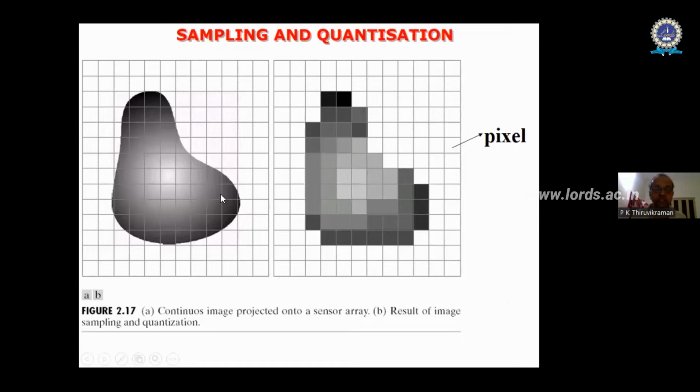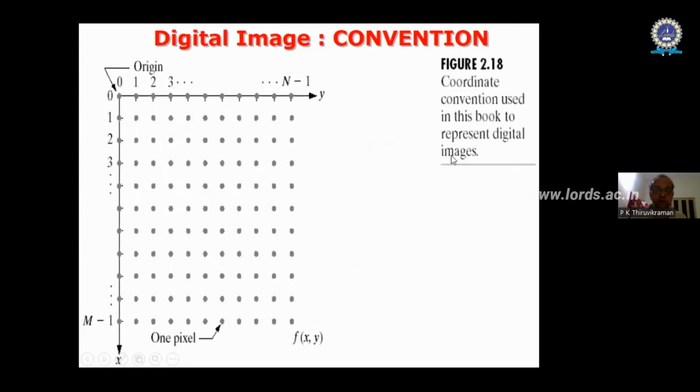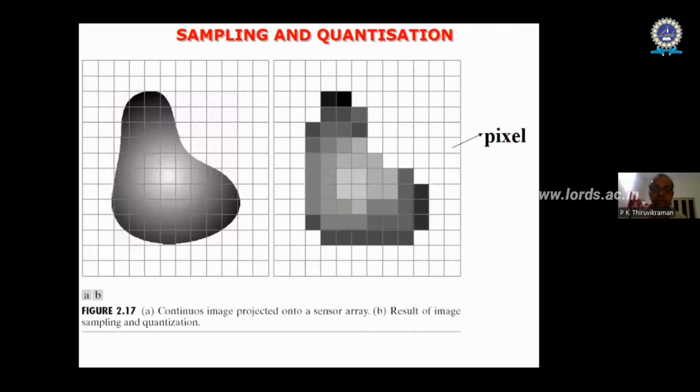So just to show that same thing again, contrast between the original image and this digital image on the right. The smallest square which you see here is 1 pixel, or picture element, pixel for short. When you think of images, instead of looking at it as an image, you can think of it as an array of numbers.